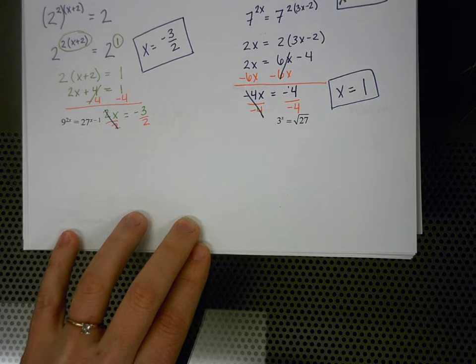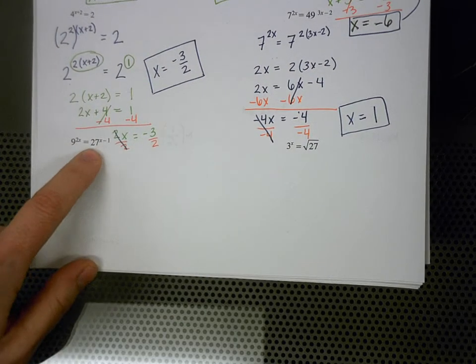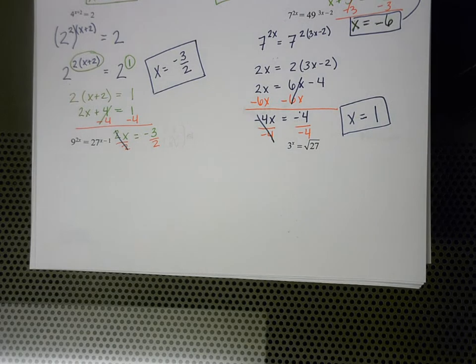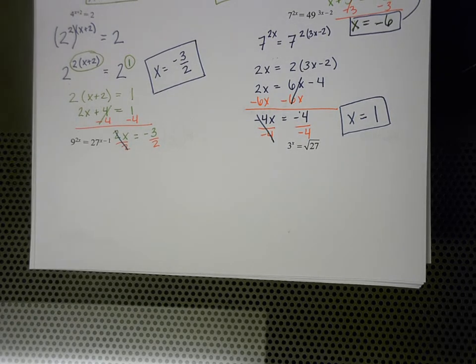Moving down to the next ones. Now, I cannot rewrite 27 as 9 to a certain power. Well, I can, but it's going to be a fraction. So instead, we're going to make our lives easy and not do those fractions. We're going to change both sides of this problem because they both have the same prime number that we can write as the base. So how can we rewrite the 9?